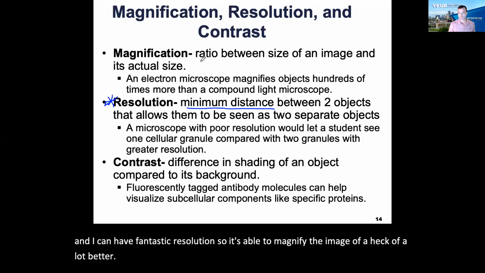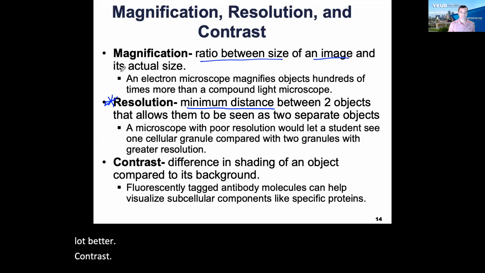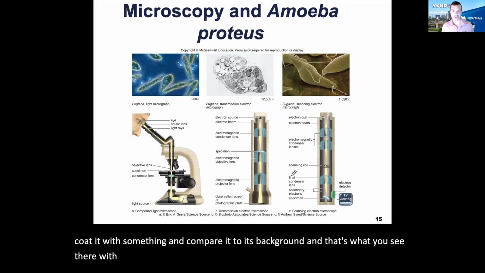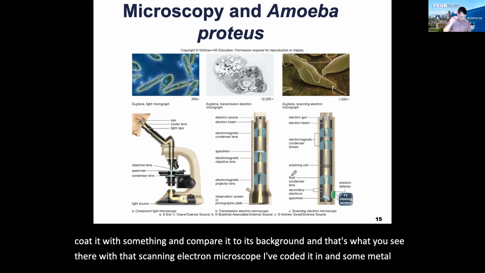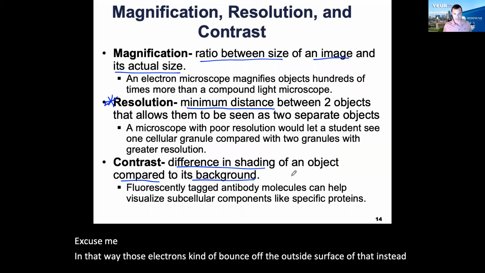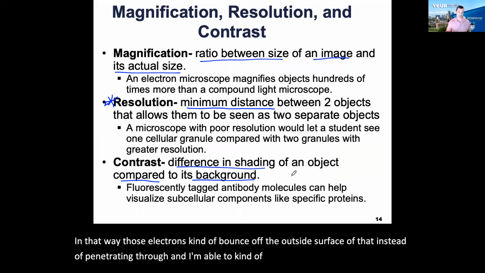Contrast. Contrast is just the difference in shading that occurs with an object when you coat it with something and compare it to its background, and that's what you see there with that scanning electron microscope. I've coated it in some metal spray. And that way, those electrons bounce off the outside surface of it instead of penetrating through, and I'm able to see great contrast with them.